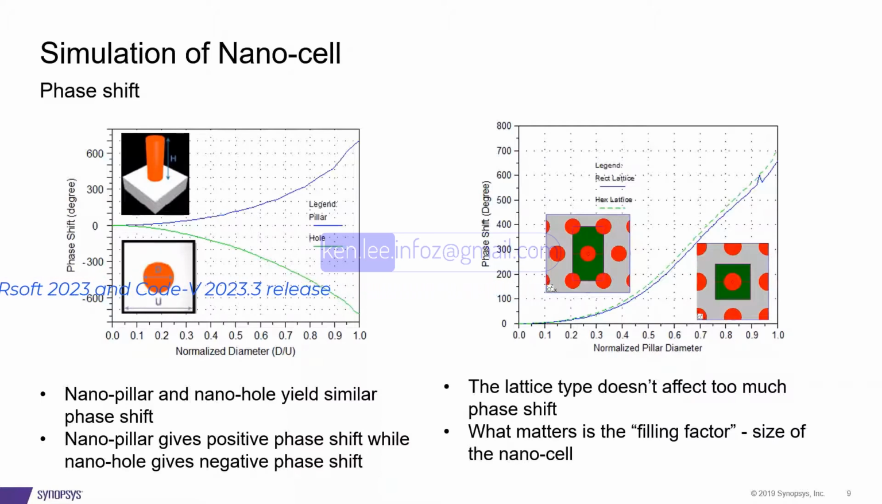Now, when testing the 2 different lattice patterns, hexagon and rectangles, the results will show that the lattice type doesn't really affect the phase shift. What really matters, or what is really being affected, is the filling factor, so basically the size of the nanocell.